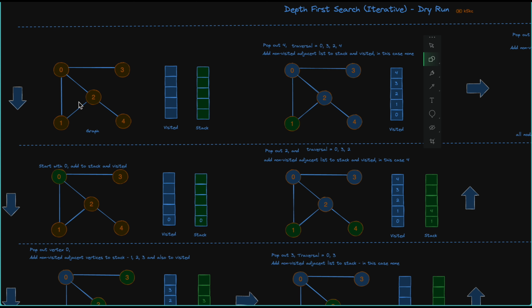So we have this sample graph where we have five vertices, or five nodes in it: 0, 1, 2, 3, 4. And it's an undirected graph, but we can also do the same thing for a directed graph. The idea is that we maintain something called a visited set and a stack. Of course, they look like arrays, but actually they are more than that.